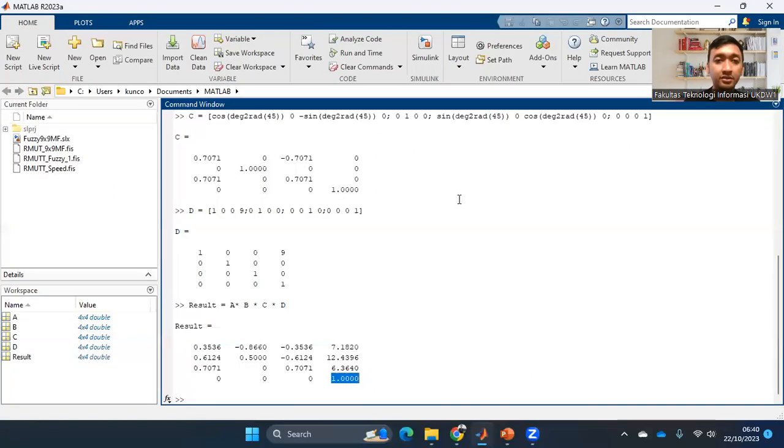I think that's all of my explanation about matrix transformation in the rotation and translation process. I hope my explanation is clear and you can understand and try it on your own. Okay, thank you very much.